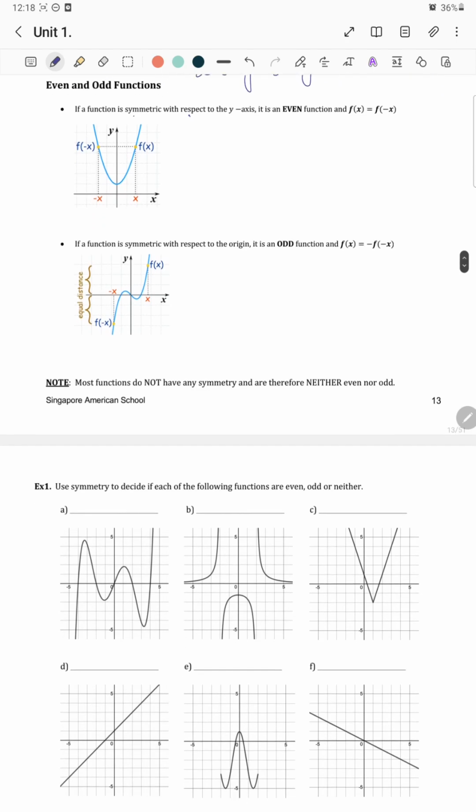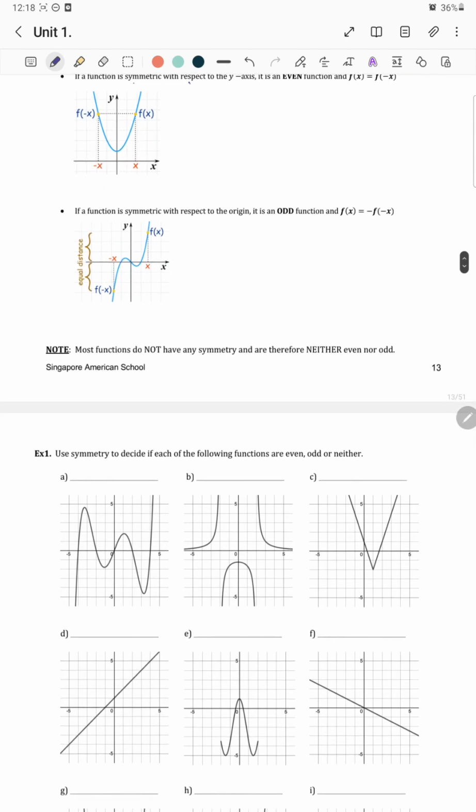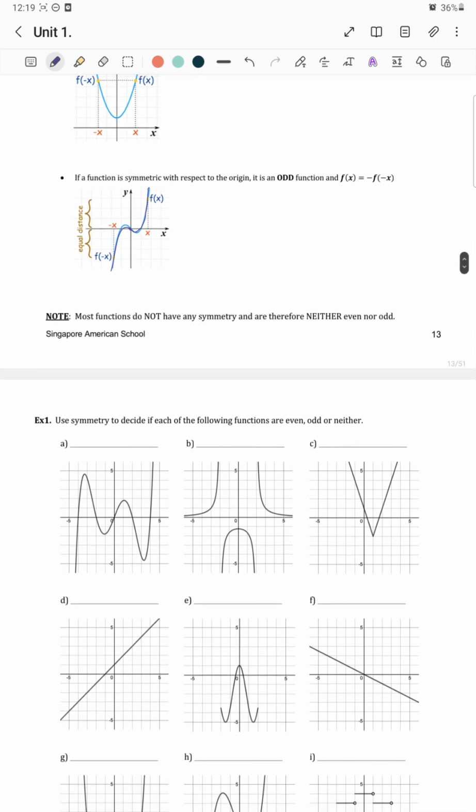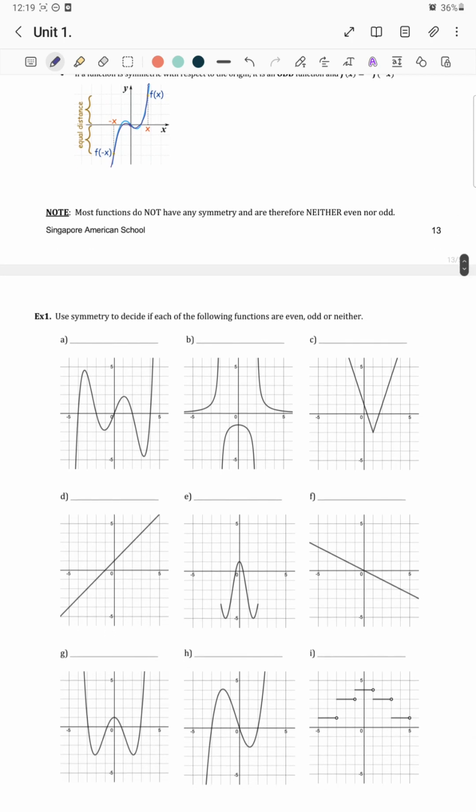If a function is symmetric with respect to the origin, it is an odd function. So this is the origin, the function is coming here in the origin and here in the origin. So it is symmetric along the origin, equal distance from the origin to the left side and the right side. Then the function is odd. Most functions do not have any symmetry and are therefore neither even nor odd.